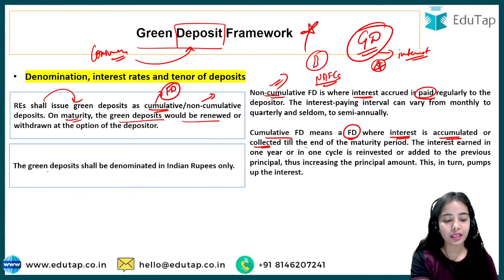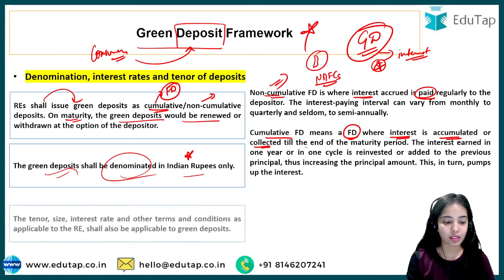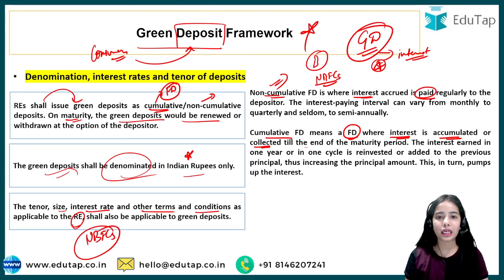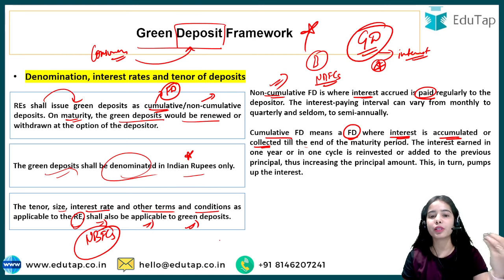Okay, so the green deposits shall be denominated in Indian rupees only. So that is very common because the banks and NBFCs are receiving this green deposit. So it should be only in the Indian rupees. The tenor, size, interest rate and other terms and conditions as applicable to the regulated entity. So the NBFCs, they have to go through some terms and conditions that they have to take the fixed deposits for the minimum period of 12 months and the maximum period of 60 months. Something like that terms and conditions are there for the NBFCs. So those terms and conditions will remain intact. Okay, that shall also be applicable to the green deposits. The terms and conditions that are applicable to the regulated entity for any other kind of deposit should also be applicable to green deposits. Okay, the terms and conditions.